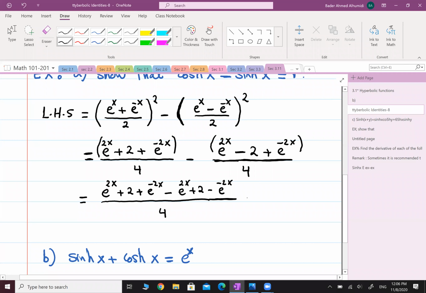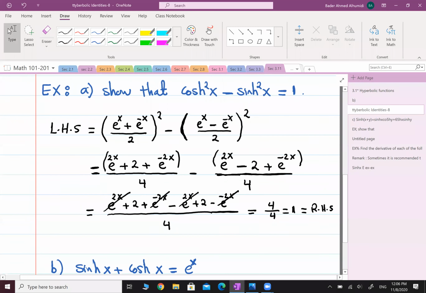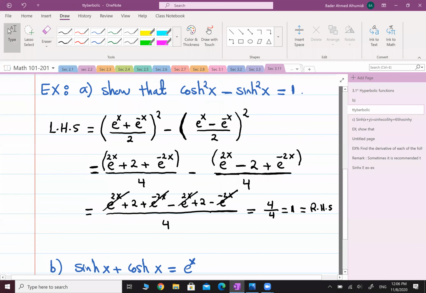divided by 4. And if you simplify, this will be cancelled with this. This will be cancelled with that. And you have 2 plus 2, that is 4. 4 over 4 is equal to 1. And that is exactly what we have in the right-hand side. Any question, please, about the first part? If you have any, please, you can ask questions now.